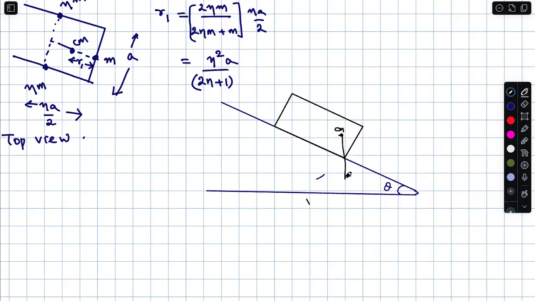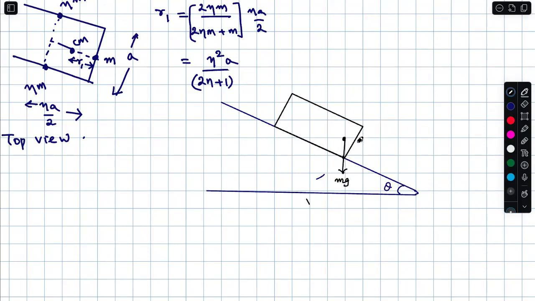What if the weight passes through this line? This is the condition: the weight needs to pass through this point. Suppose the line passes through the left of this point, no issues. If the line passes through the right of this point, it topples. What is the critical condition? The weight passing through this point.